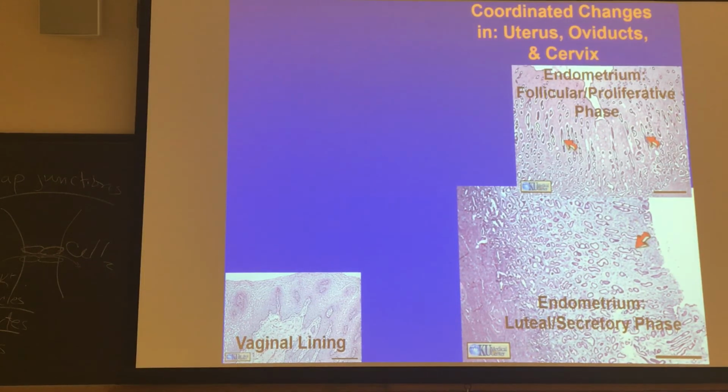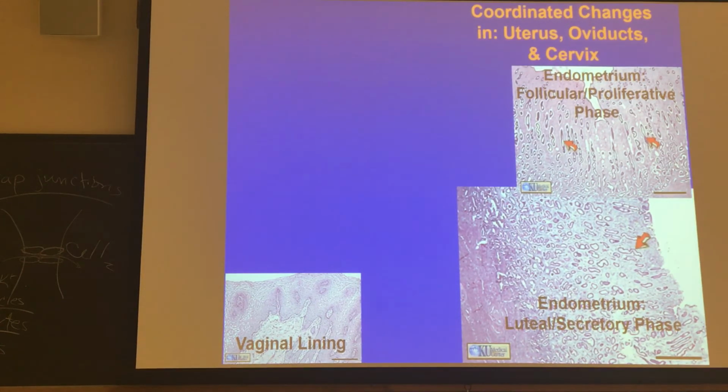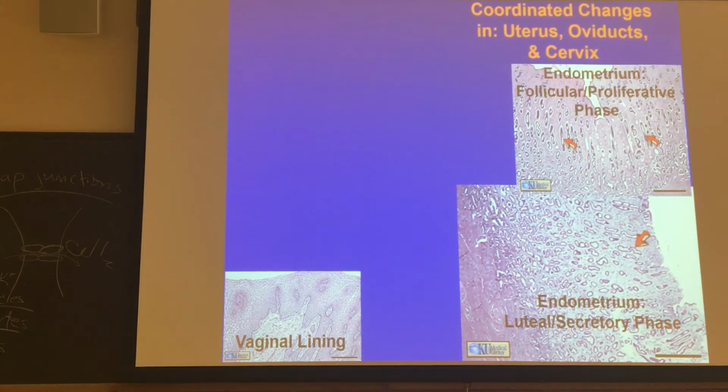Okay. And this is just showing you some of the coordinated changes in the uterus, oviducts, and the cervix. One thing I didn't mention is the cervix, under the influence of estrogen, makes a watery mucus. It's been described as egg yolk-like.